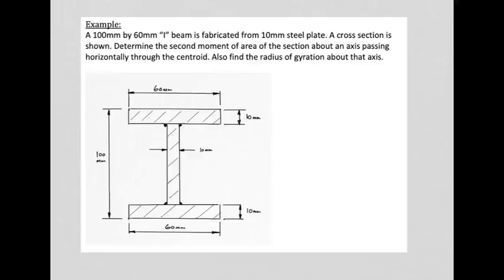Here's one of the tutorial questions that you've been working on. It's an I-beam, or an H-beam if you prefer, that is fabricated out of 10mm thick steel plates. So you'll see all the plates are 10mm thick. There's that one, this one's 10mm, that one's 10mm.